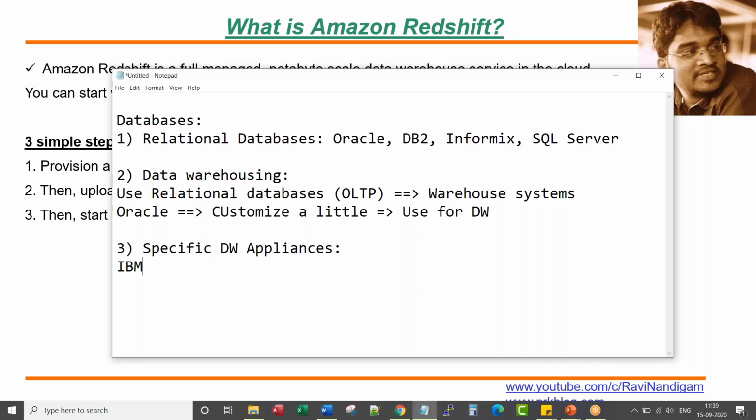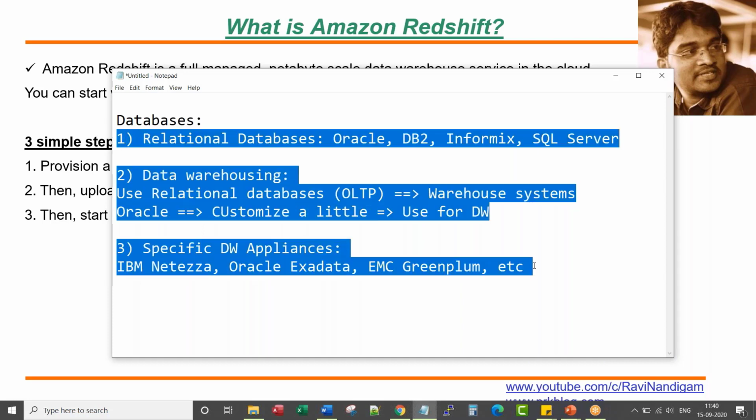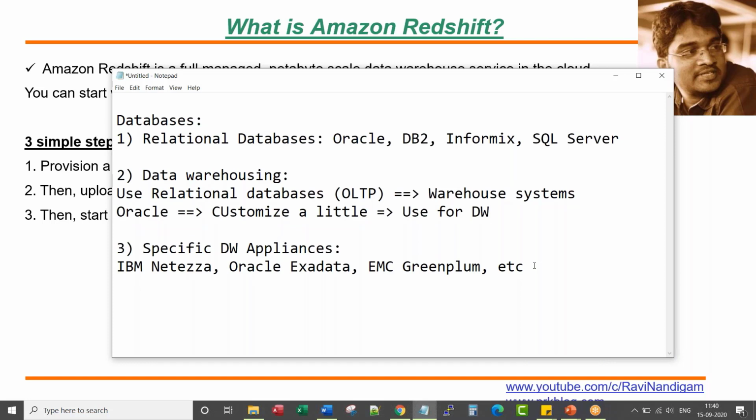For example, IBM has Netezza. It was in fact a Netezza company, then IBM acquired it. Oracle has Exadata. EMC has Greenplum. Like that. But if you look at these three evolutions, these were on-premise systems. In 2012 or 2013, Amazon came up with a solution of cloud data warehouse, and it named the product Redshift.